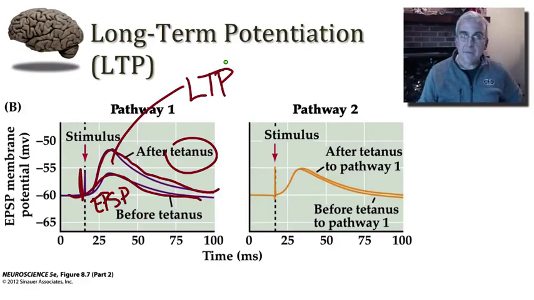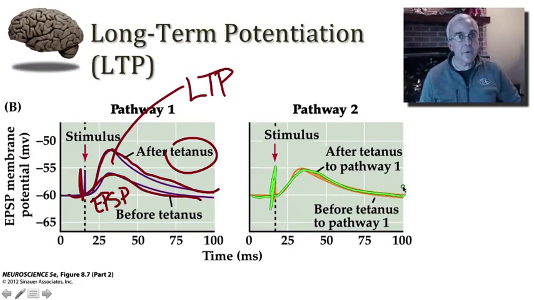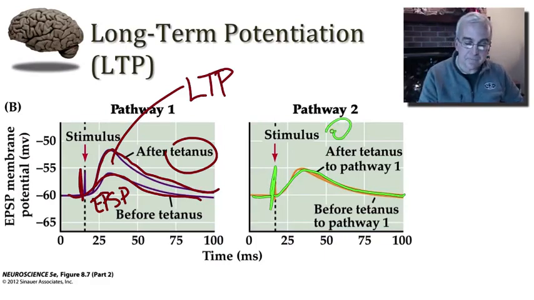Look at the parallel pathway that was not tetanized. It's present, it's active in response to a single shock stimulus. It gives rise to an excitatory postsynaptic potential, just like the neighboring pathways, only now, before and after the application of the tetanus to pathway 1, there's no change in pathway 2. No change, no LTP.